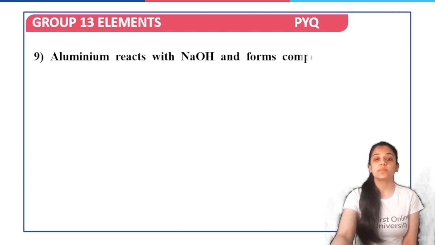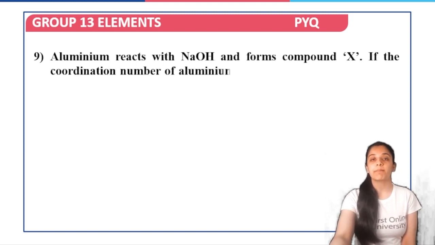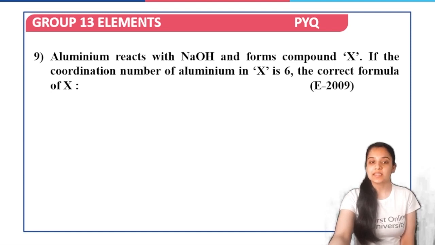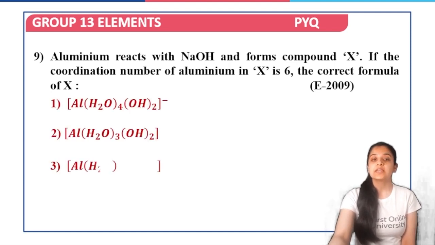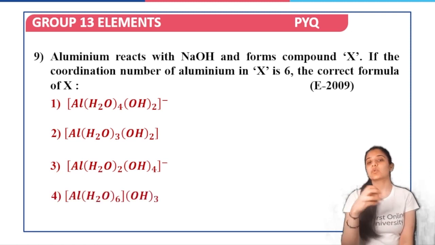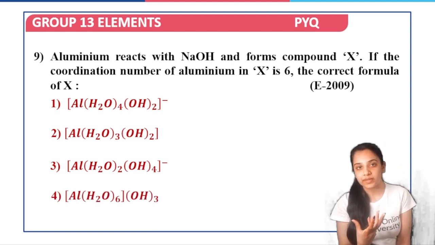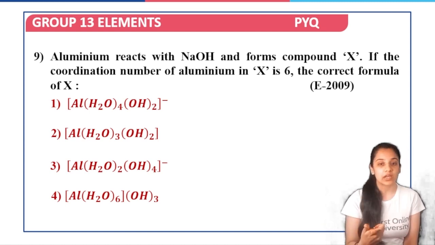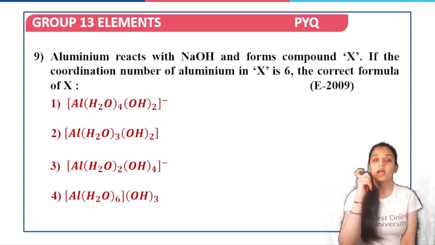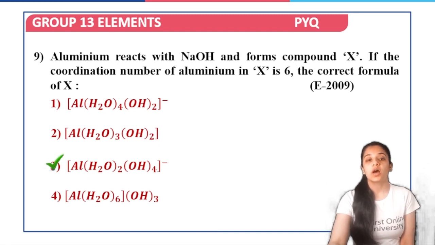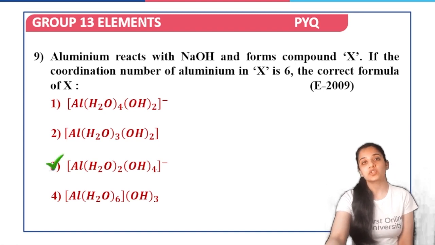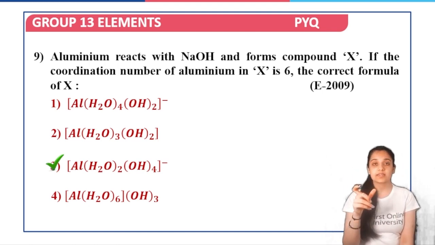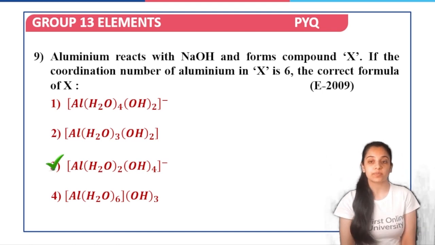Next question is, aluminium reacts with NaOH to form a compound X. If the coordination number of aluminium in X is 6, then what is the correct formula of it? So coordination 6 means there are going to be a total of 6 ligands attached to aluminium. Now when it reacts with NaOH, it is going to form a compound which will have 2 water molecules and 4 OH minus ions present as the ligands. Now, how do we find out that there are 4 OH minus ions?